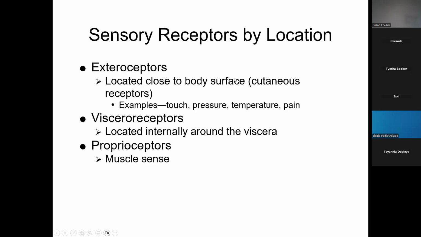So exteroreceptors are close to the body surface. They're referred to as cutaneous. Again, they respond to things like touch, pressure, temperature, and pain. And then visceroreceptors are internal, around your viscera or your organs. And then proprioceptors, I would really remember this one. These provide information about your body movement, orientation, and muscle stretch. Your proprioceptors are also referred to as muscle sense.